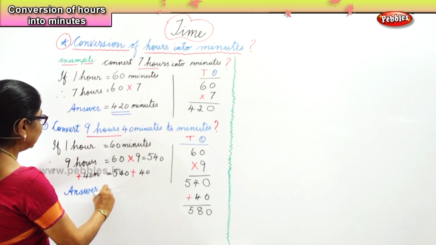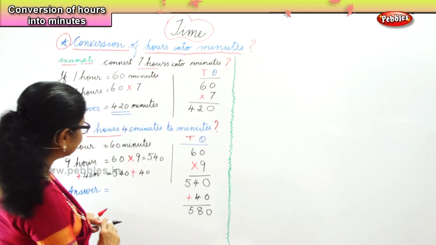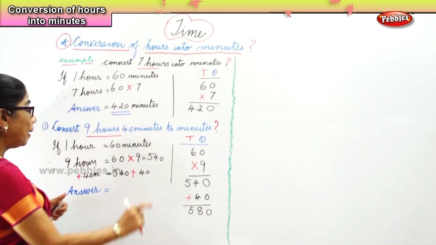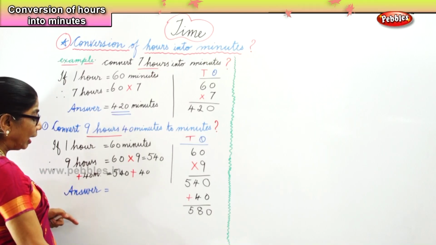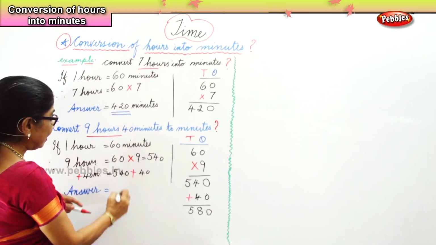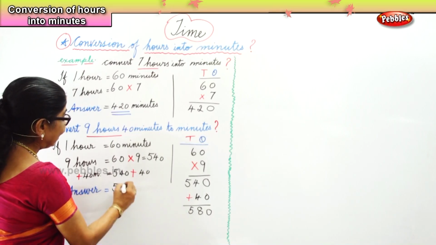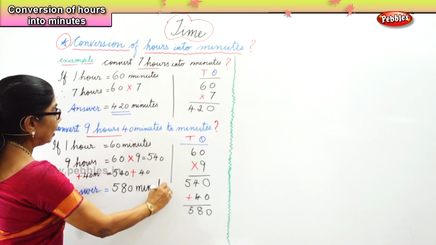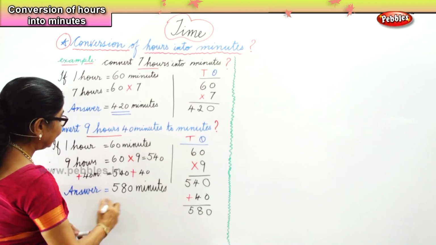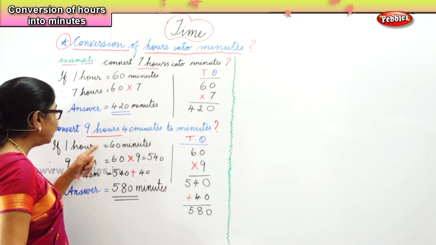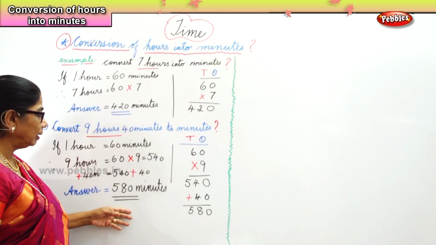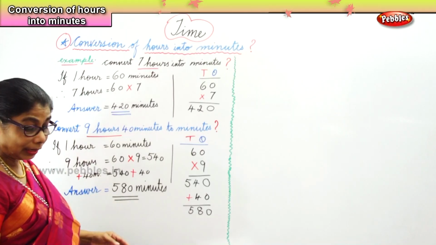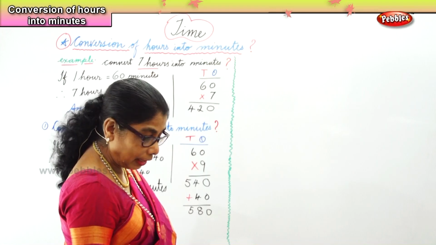So your answer is, 1 hour equal to 60 minutes, 9 hours equal to 540 minutes, plus 40 minutes gives you 580 minutes. 580 minutes in 9 hours 40 minutes. Is that all right? So in 9 hours and 40 minutes, you have 580 minutes. Okay, let's work out another sum.